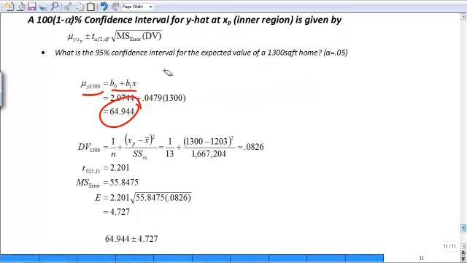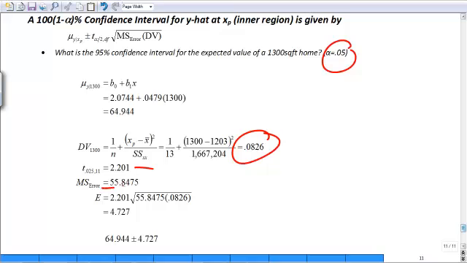Second, we're going to look for the distance value. 1 over n, 1 over 13. The distance, 1,300 minus 1,203. The distance is 97, and we're going to square that distance and divide that by 1,667,204, SSXX. That gives us a distance value of 0.0826. The critical value of t, again 2.201, driven by alpha and error degrees of freedom.